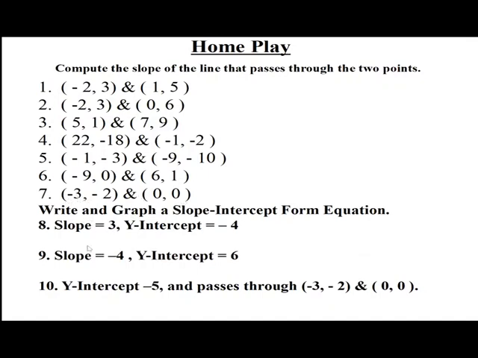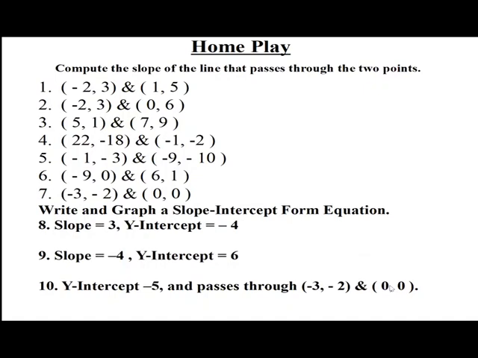For numbers 8 through 10, the instructions are to write and graph a slope-intercept form equation. For number 8, they give us the slope of 3 and the y-intercept of -4. For number 9, the slope is -4 and the y-intercept is 6. And for number 10, the y-intercept is -5 and it passes through the point (-3, -2) and (0, 0). So we're going to be looking at that today. So make sure you copy that.